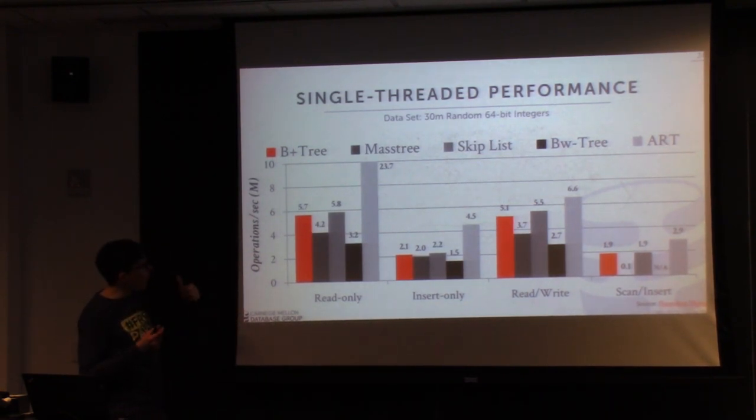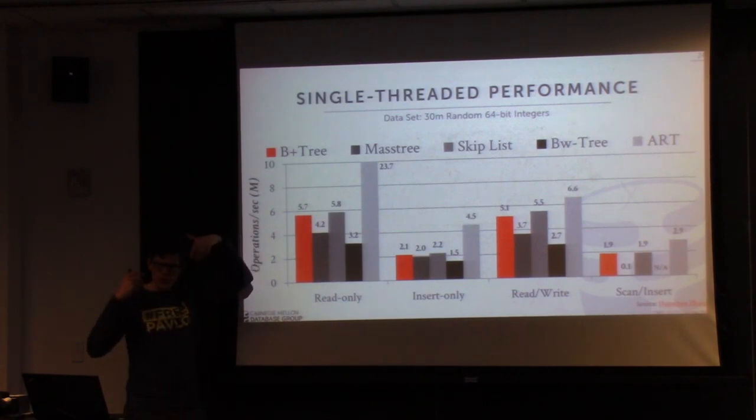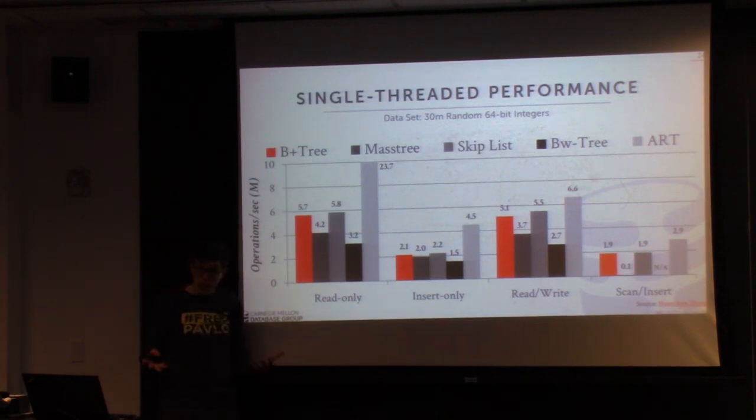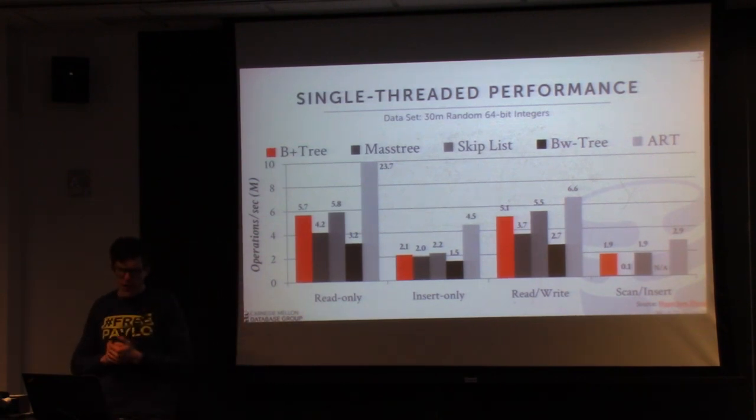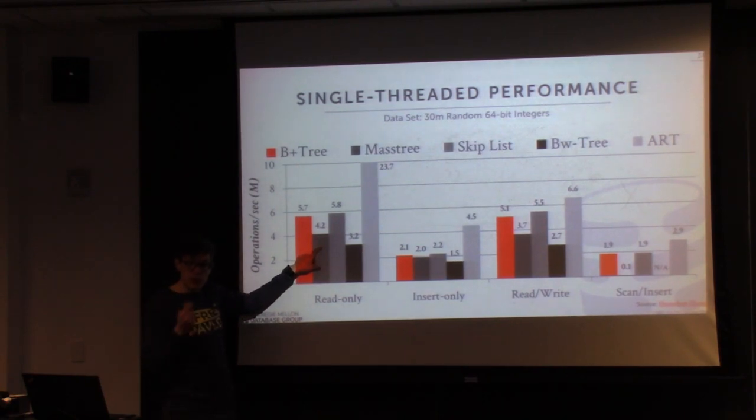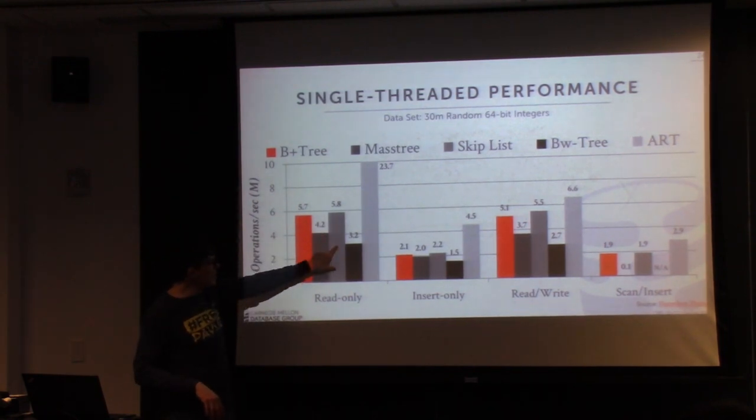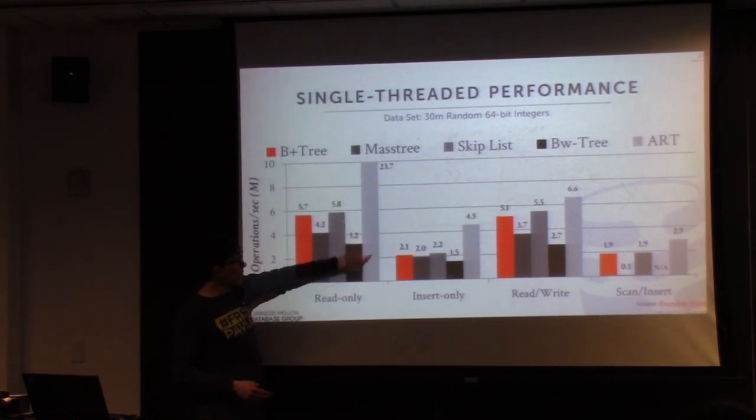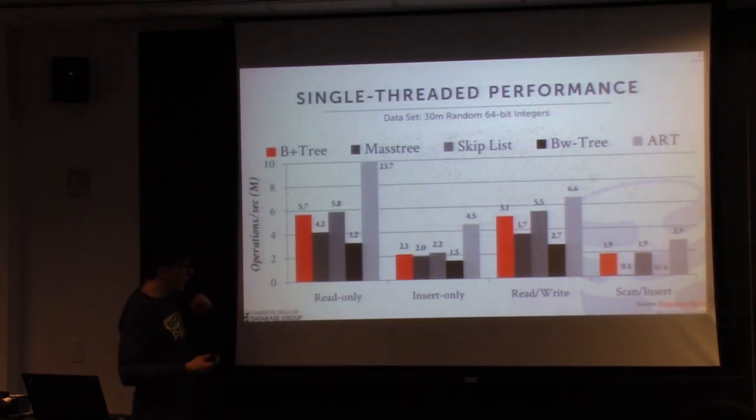The five indexes we're going to compare against are the B plus tree, the STX B plus tree, which is a good open source state-of-the-art implementation of a single-threaded B plus tree. As far as I know, we have trouble finding a good concurrent B plus tree, but this one's single-threaded, so that's why we're doing a single-threaded experiment. Then we have the Masstree, which is the index used in the Silo system. Masstree is essentially a tree of tries or a try of trees, a hybrid combination of B plus trees and tries. Then we have a concurrent skip list, then the BW tree that we implemented, and then the ART index from the Germans, the HyPer guys.